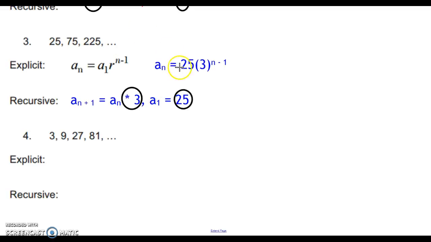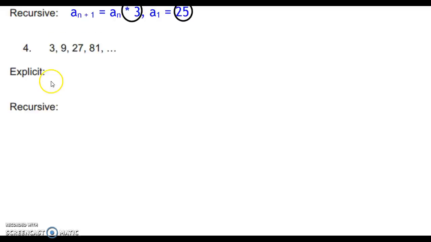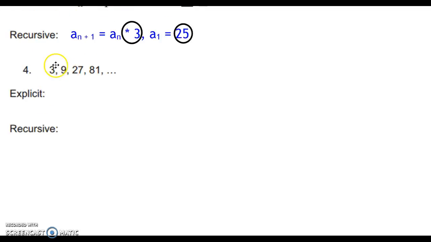So here you should see that information presented pretty clearly. You can see that we have 25, which is our starting value, and you can also see that we have 3, which is our common ratio. And we got both of those pieces of information simply from the recursive formula that they gave you at the beginning. Let's take a look at the last geometric sequence, which is 3, 9, 27, 81. Now in this one, the common ratio and the starting value are the same. We're starting at 3, and we're multiplying by 3.